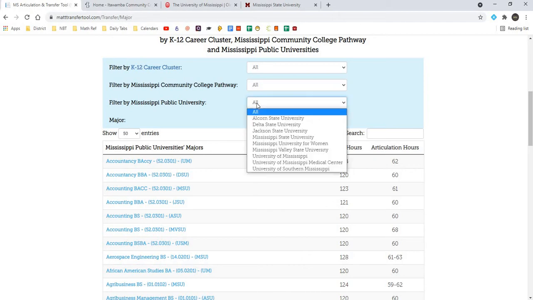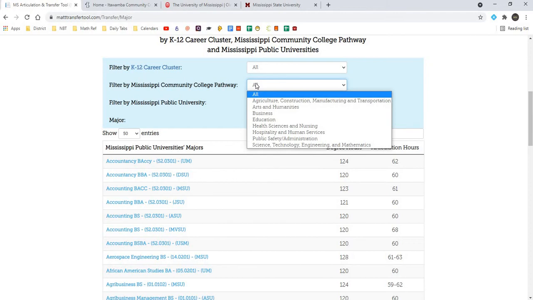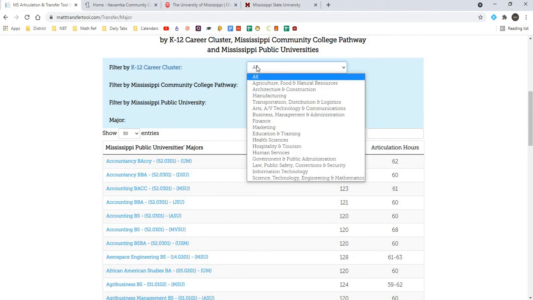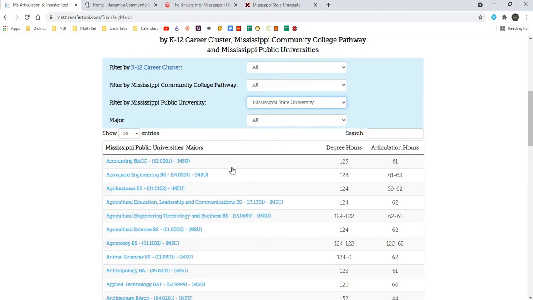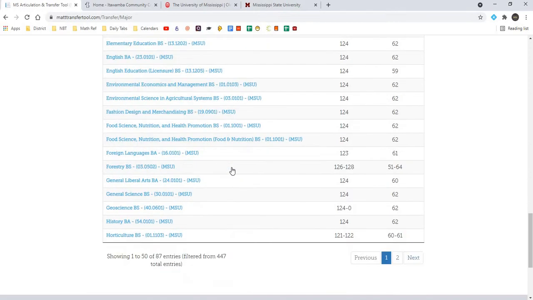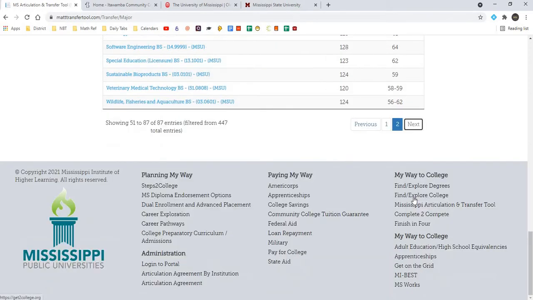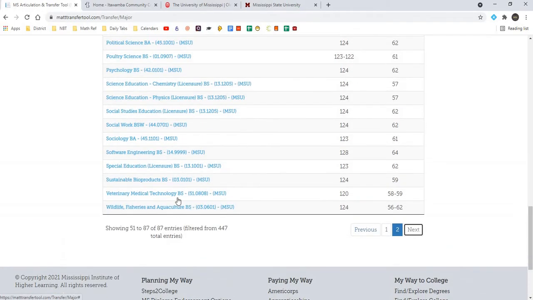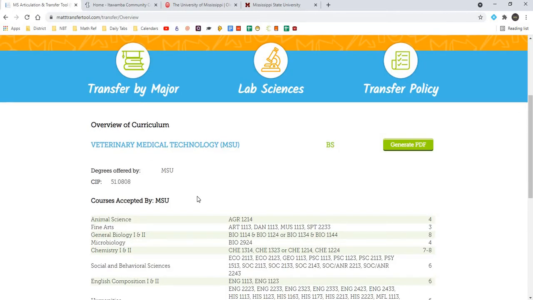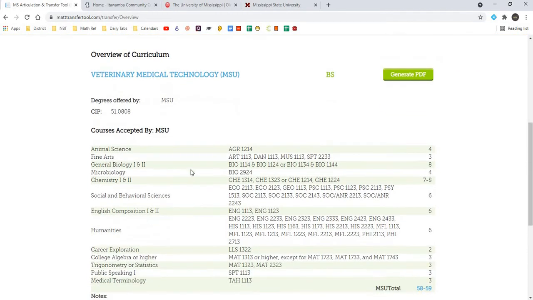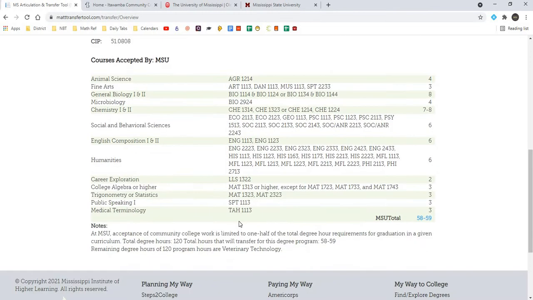So let's go to a pretty common one that I hear often, which is the veterinary program at State. So we have veterinary medicine. Okay. This tells you classes that are accepted by MSU for that degree.